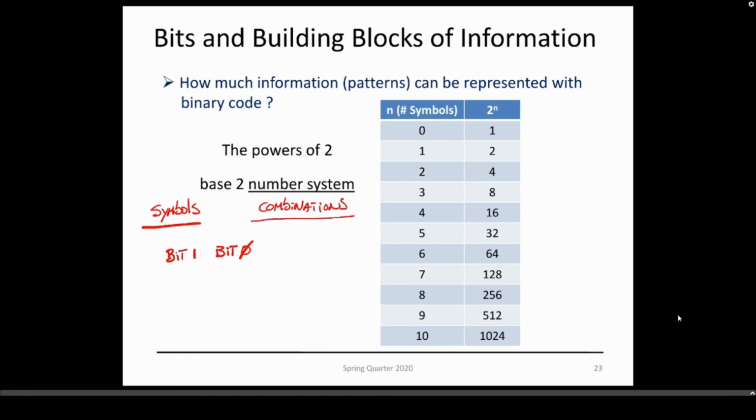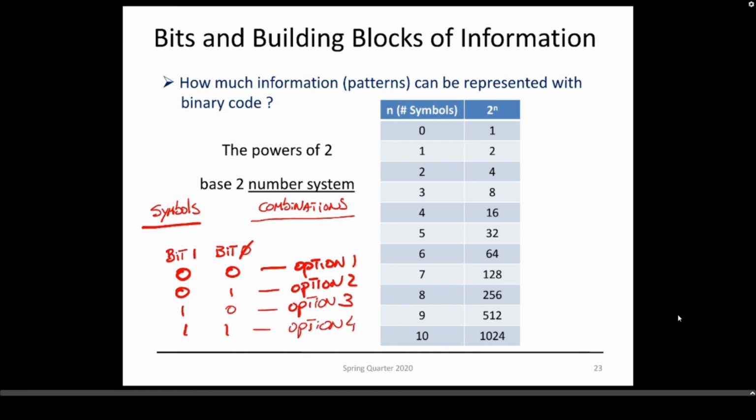So if I go here and if both are 0, this is going to be my option 1. If this is 0 and 1, this is my option 2. 1 and 0, option 3. 1, 1, option 4. These are my symbols, bit 0 and bit 1. This is what goes over here. And I can get 4 patterns or 4 combinations, which are these 4 patterns of combinations.